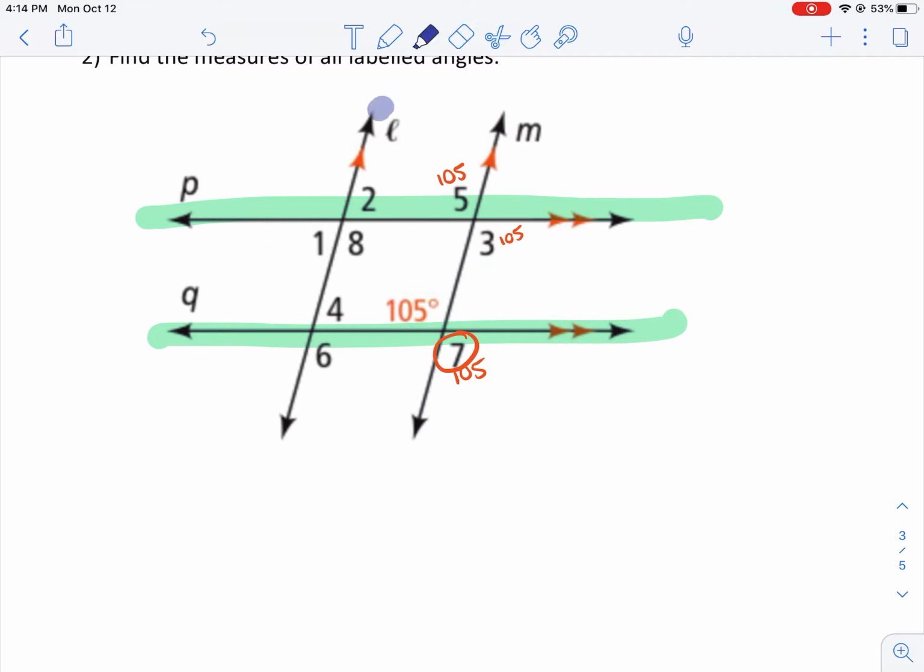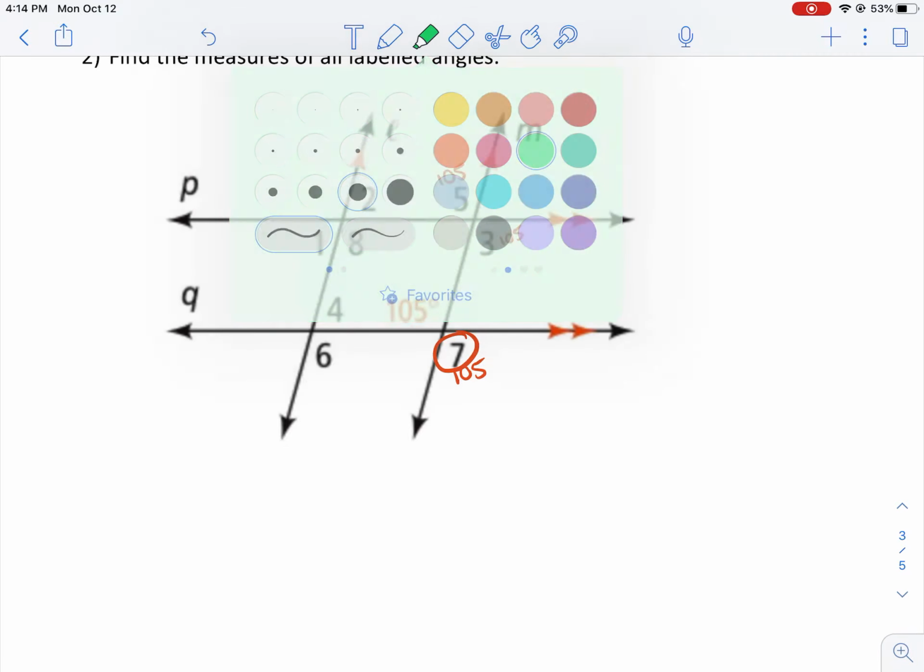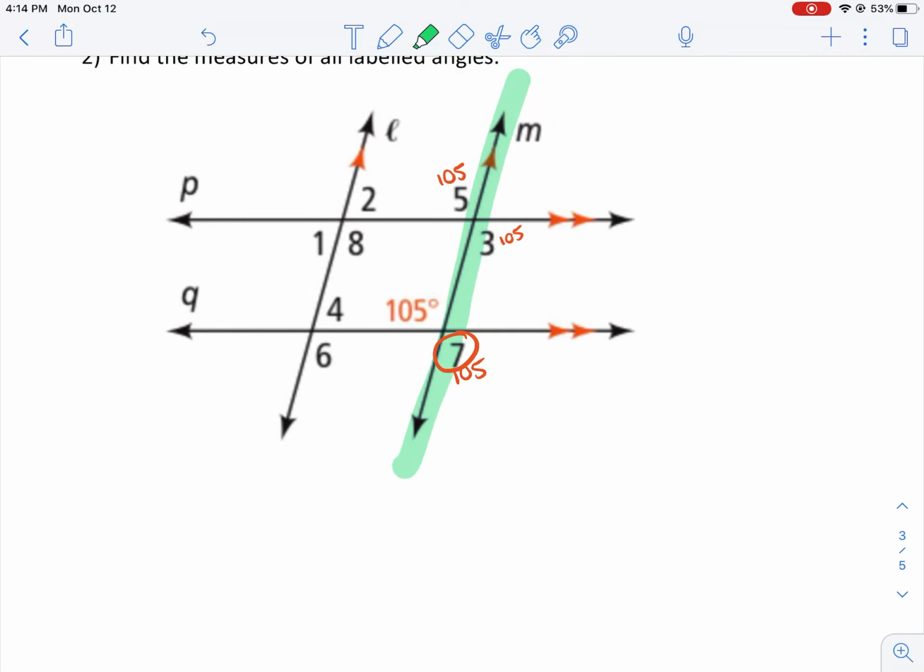I could go over and look at this transversal, but then I'd be looking at these angles here, and I don't know any of their measures. So that's not going to be the best way for me to proceed. So instead, I'm going to use the fact that we actually have two other parallel lines. These have a single arrow, these have a single arrow, so those are connected to each other.